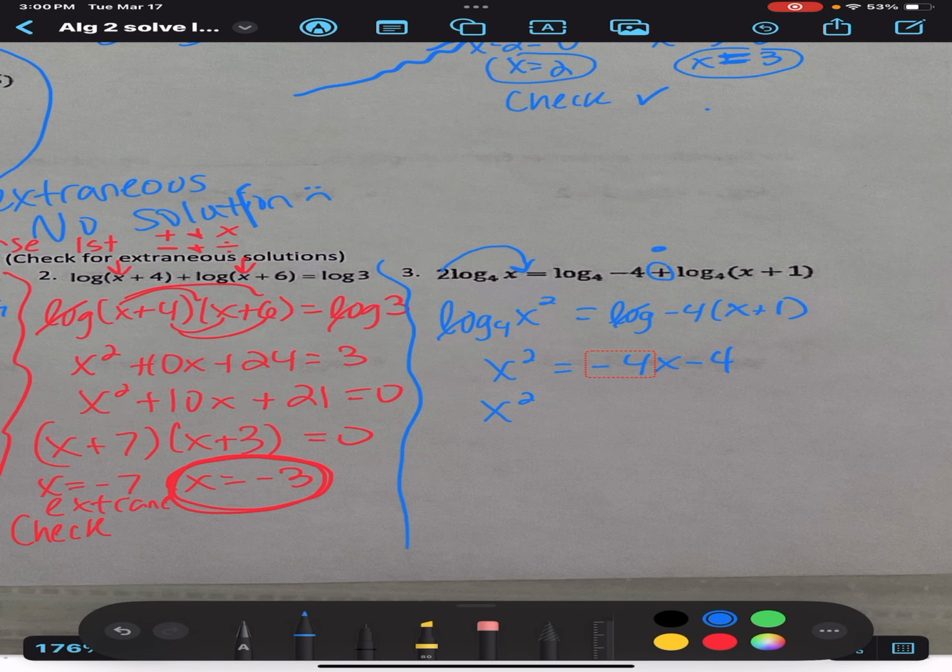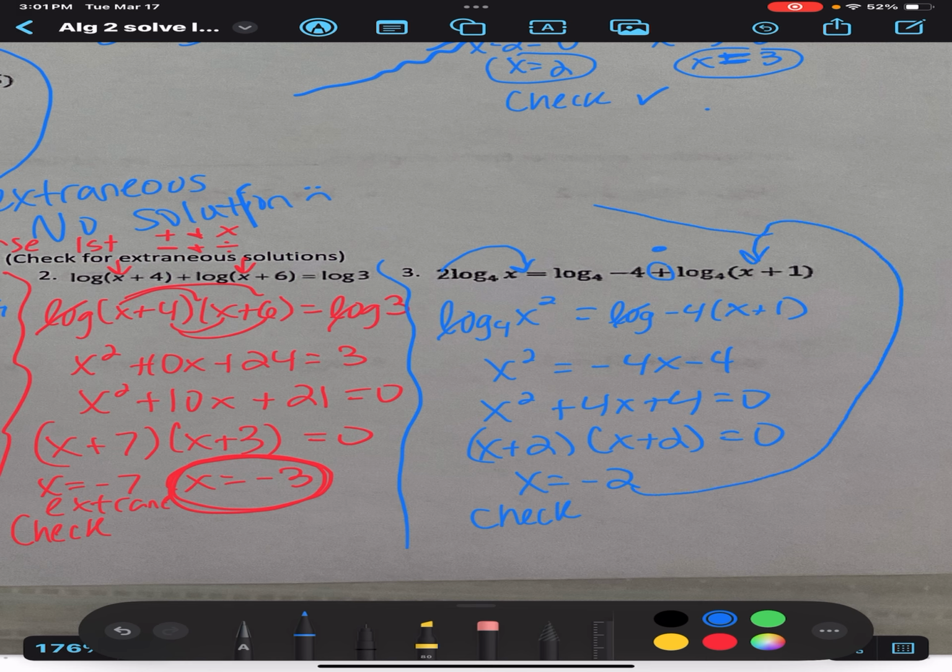Put everything to the x squared side. Okay, what factors to get 4 and adds to get 4? Well, hot diggity dog, that's just 2 and 2. So I get x equals negative 2 as an answer. Then I want to check. Always want to check. Oh, no. If I plug it in here, or if I plug it in here, I get a negative value for my log. Uh-oh. Not only is it extraneous, there's just no solution, period. Oh, poor thing you.